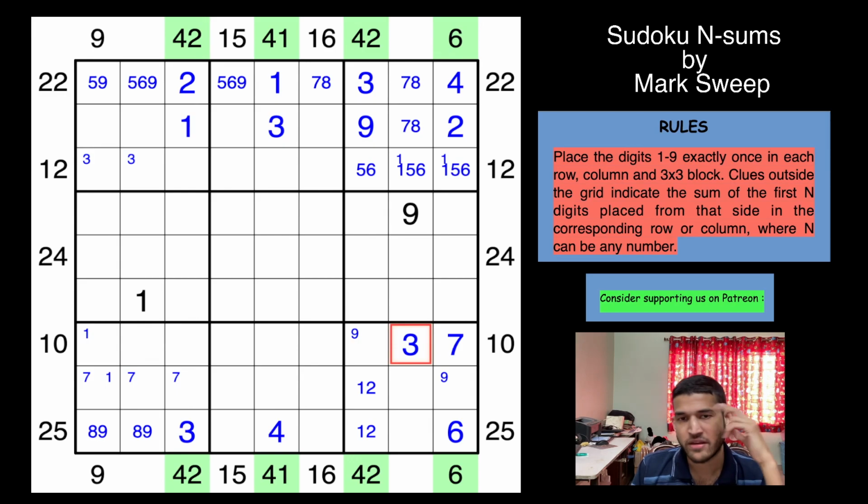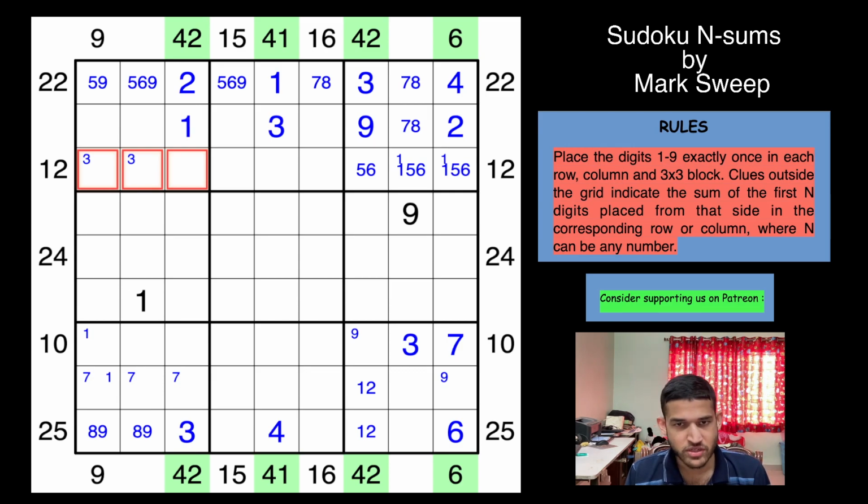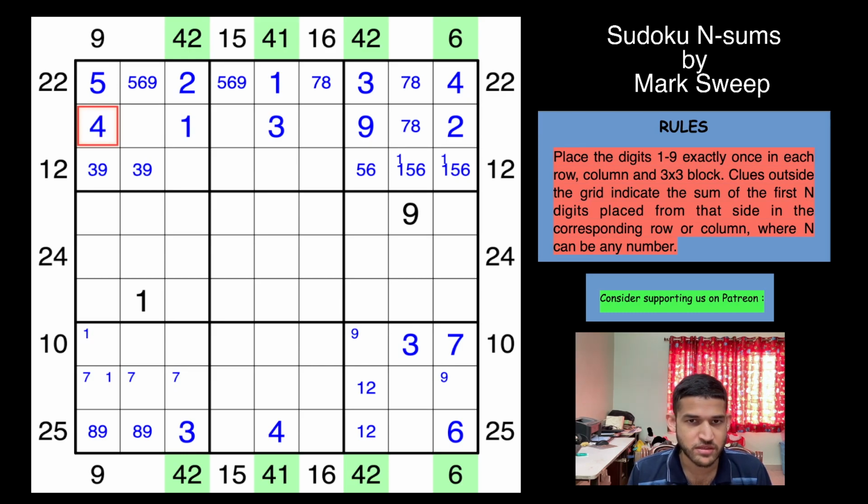And now look at this 12. It cannot be 3 cells long anymore because the minimum sum from 3 cells is now 3, 4, 5. Because of this 1, 2, this will be 3, 4, 5. And 5 is already here. So 3, 4, 5 is ruled out. So it's 2 cells long. And it has to be 3 and 9. That gives you a 5 here, which means this would have to be a 4. No other digit is possible.